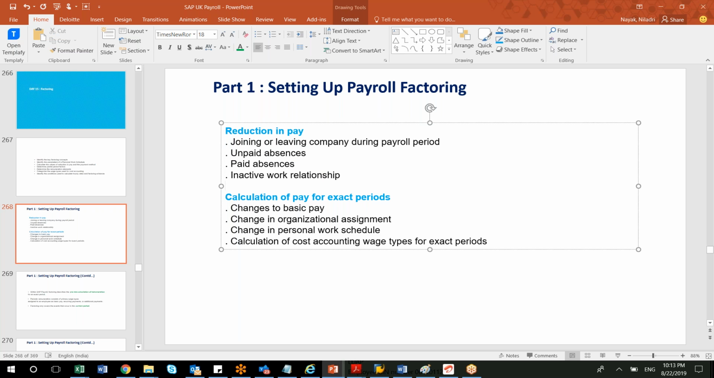Any questions? I'll take a pause here. Any question you have? Just explain the last point again: calculation of cost accounting wage types for exact period. What does it mean?